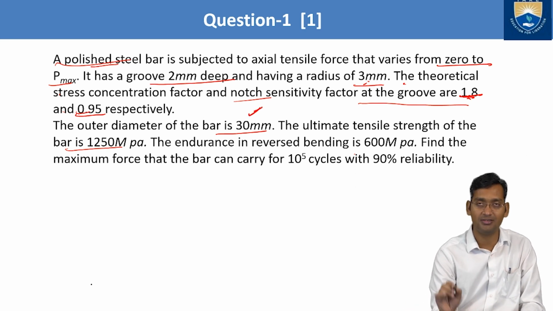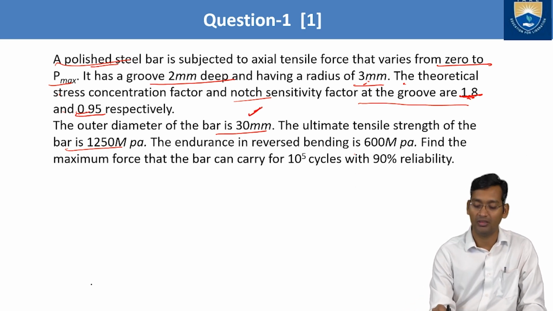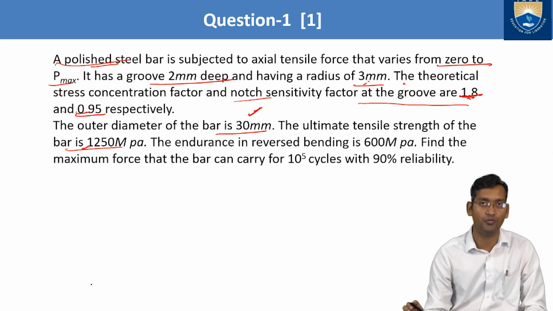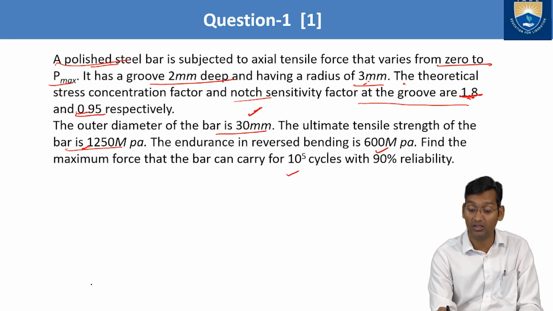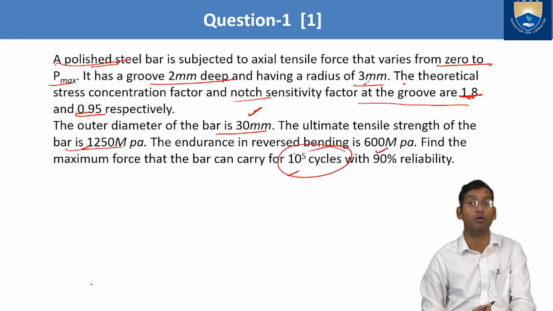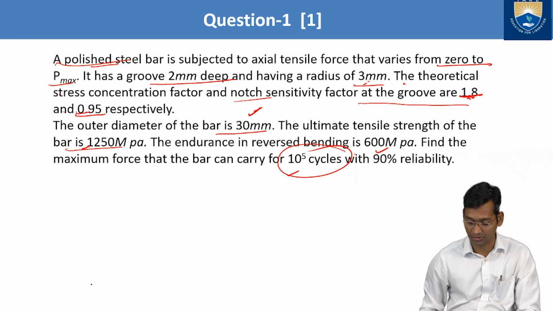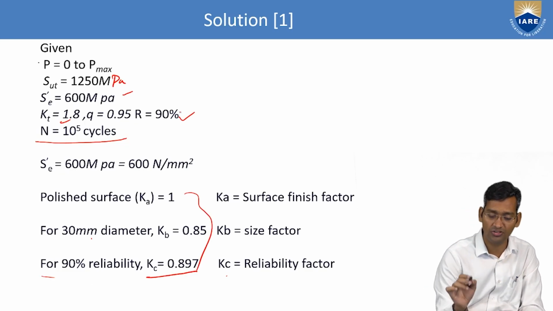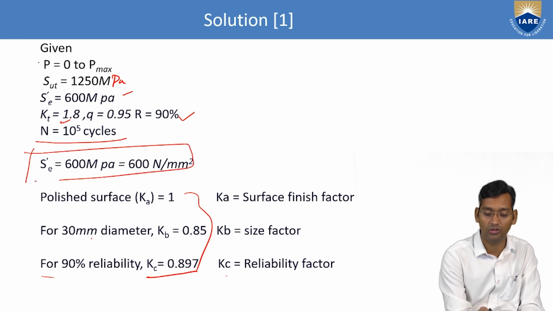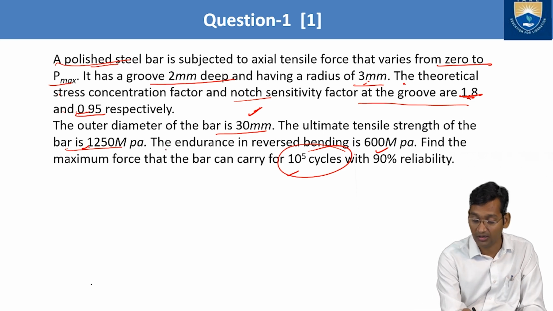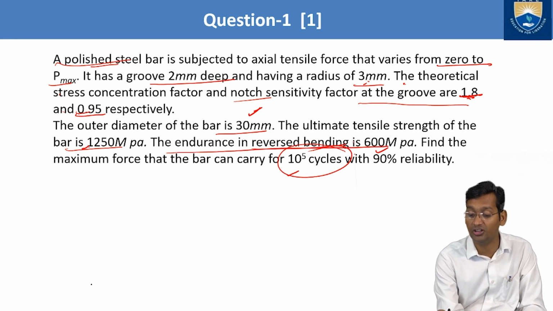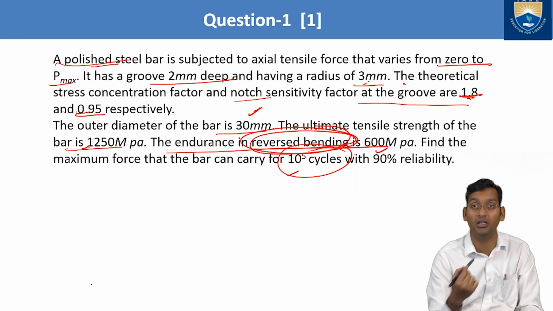Outer diameter is given as 30 mm. The ultimate tensile stress is given as 1250. Endurance is given as 600 megapascal, and number of cycles is given as 10 to the power 5. So now here number of cycles is given, so we have to apply that logarithmic concept. Okay. So these things are given. So from here, this also is given, that SE dash, right? So let's see here. The endurance in reverse bending. So this word is important here: reverse bending.